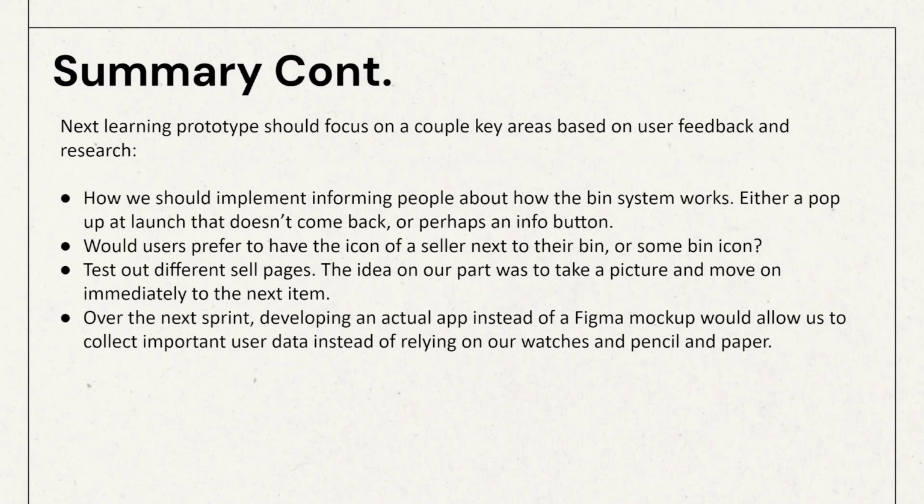For how we do the bin system, if people don't understand it, then a quick little one-time pop-up could be a good solution, or maybe even an info button. We also have the idea for social being putting a seller image next to their bin, or having some kind of icon, like a playlist might have. Finally, we also want to test out different sell pages because the more time someone spends on the sell page, the more inconvenient it is for them. Over the next sprint, we should focus on creating an actual app so we'd be able to collect data algorithmically.